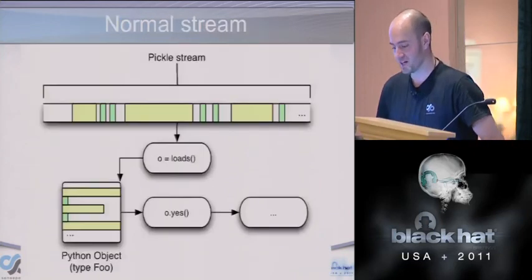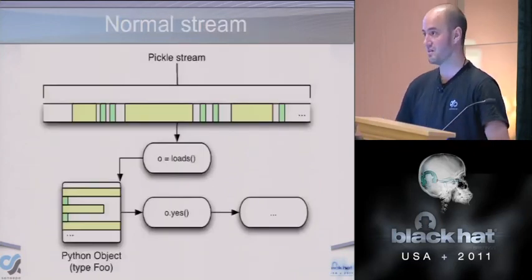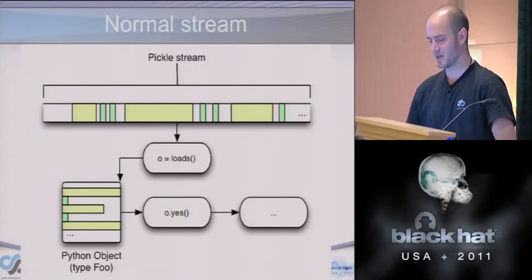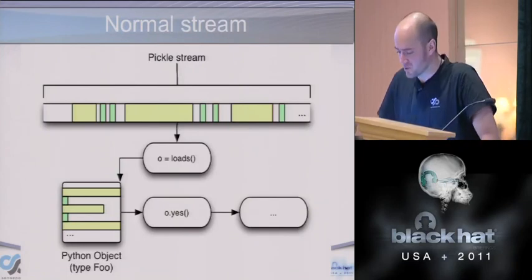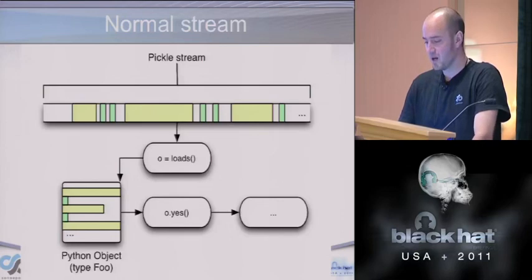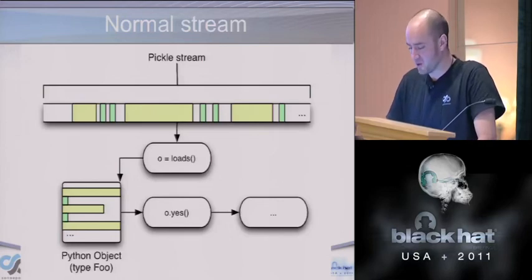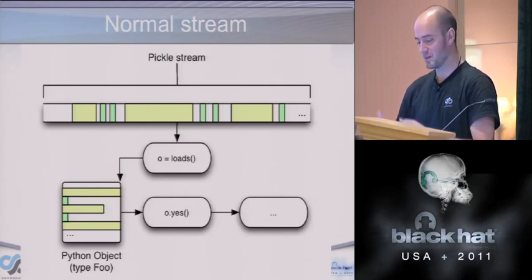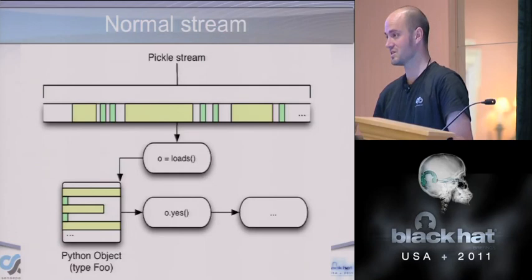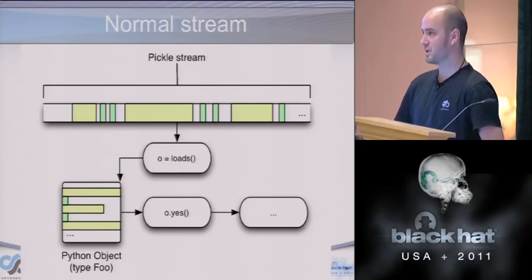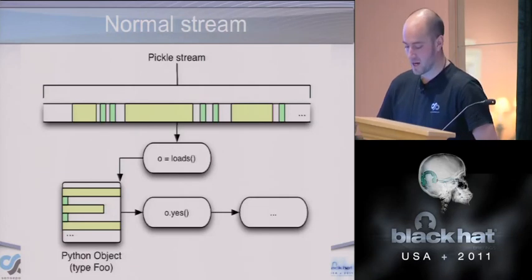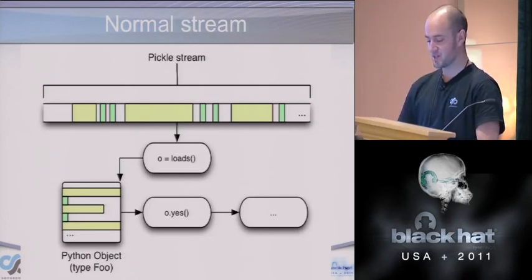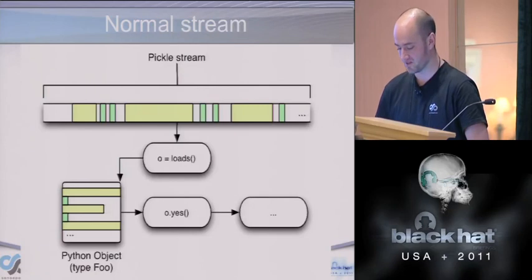I'm going to do this with diagrams and show you the benefits and the drawbacks of each of these approaches. This is a normal situation. We've got a pickle stream at the top, and this pickle stream gets loaded into a Python program through the loads method. When the loads method is called, the PVM runs over this instruction sequence, and as output it produces an object that gets assigned to o. That object is now a live Python object, and in this case it's of type Foo.